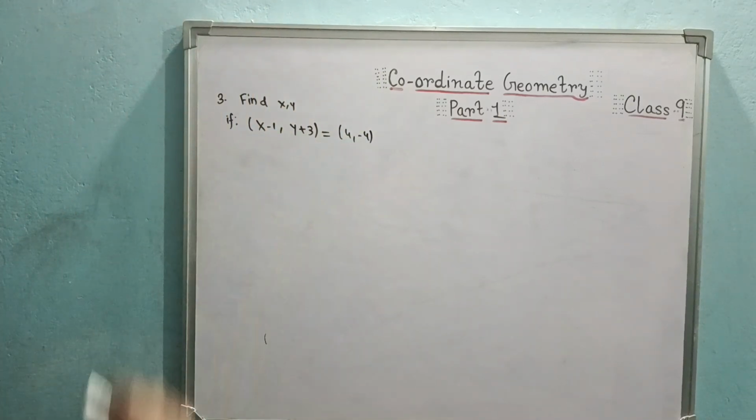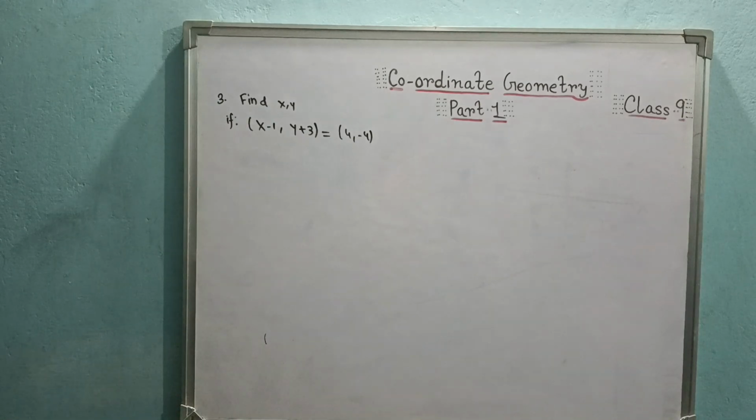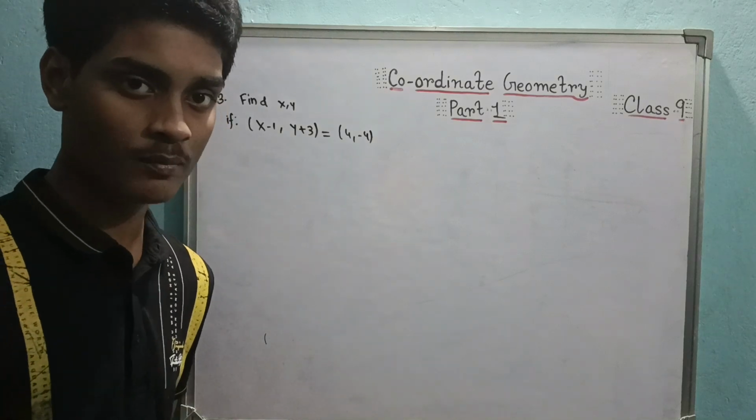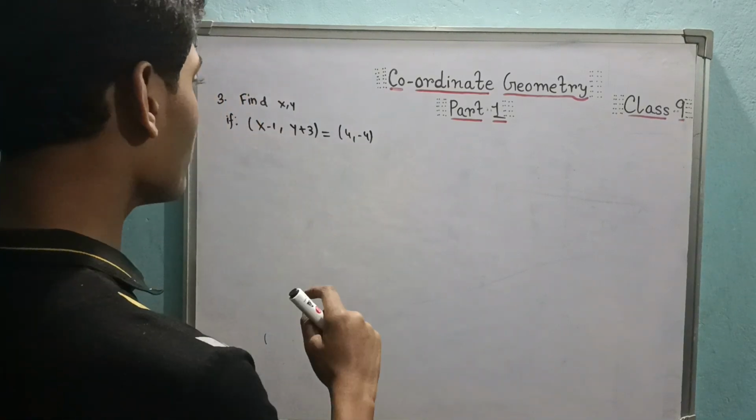So if two points are equal, this means what? These two coordinate points are equal. Remember, two coordinate points are equal: their abscissas are equal and their ordinates are equal. As simple as that. So what are the abscissas of these two?